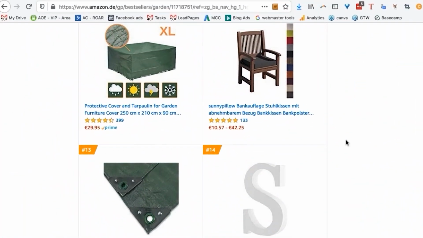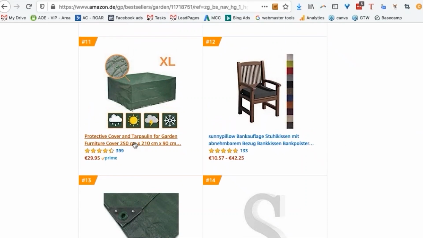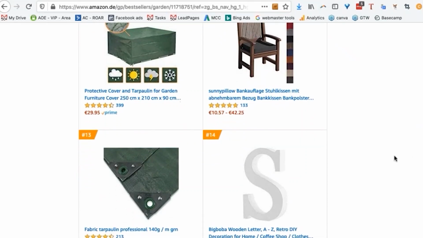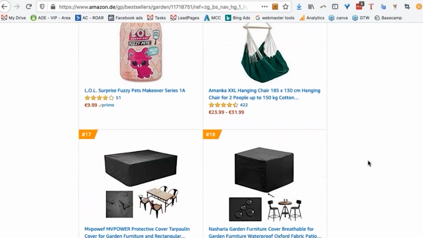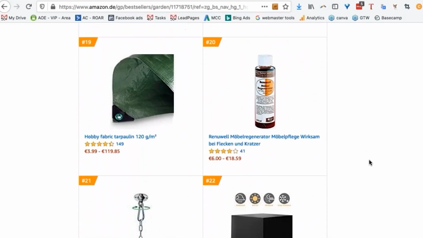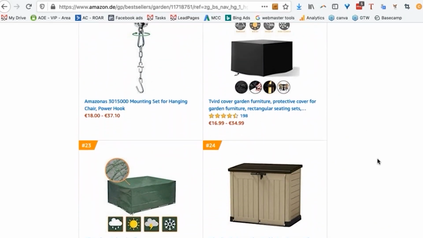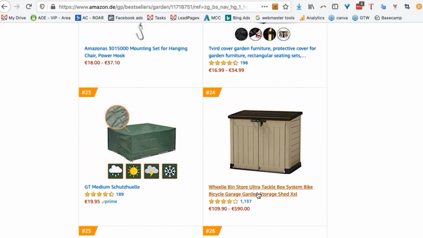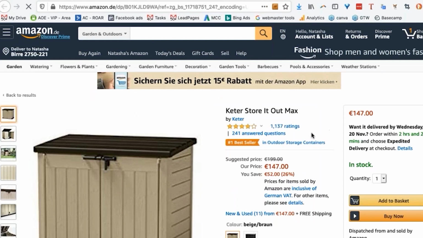Mulch Mat. I wonder what a mulch mat is. I wonder what that does. I've got no idea what most of these things are. Protective cover for garden furniture. Oh, that's cool. I need that sort of stuff. What else we got? I can show you something interesting. A wheelie bin storage box. How interesting. How could they have sold so many of them? Look how many they've sold. That is crazy.